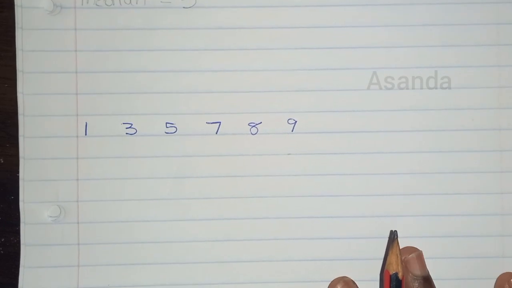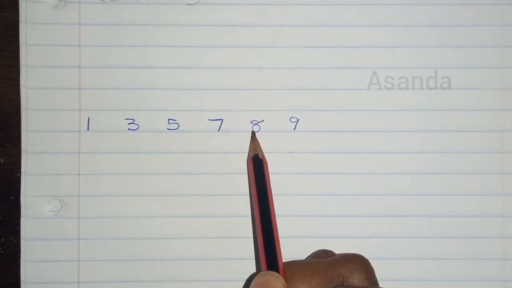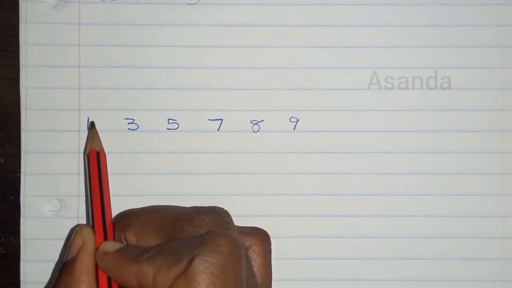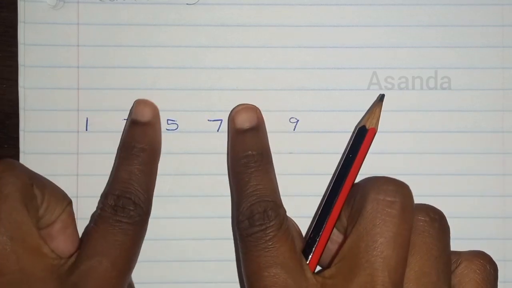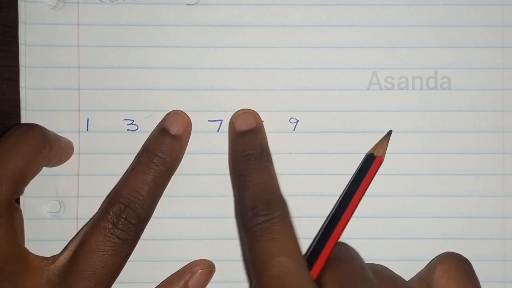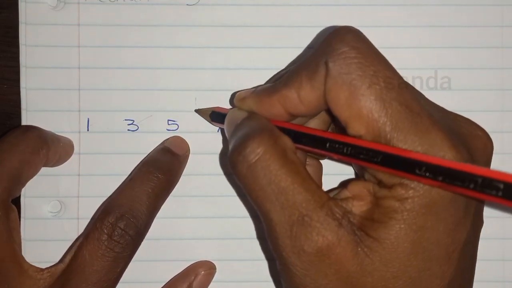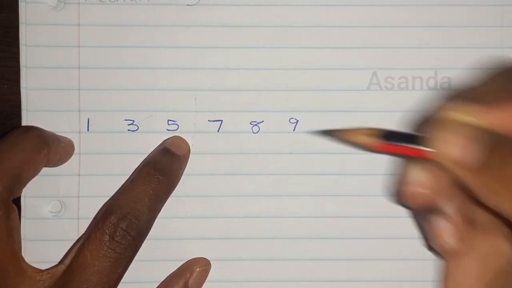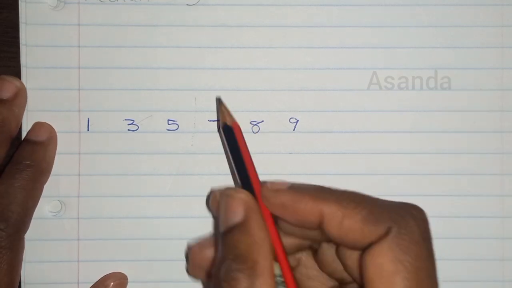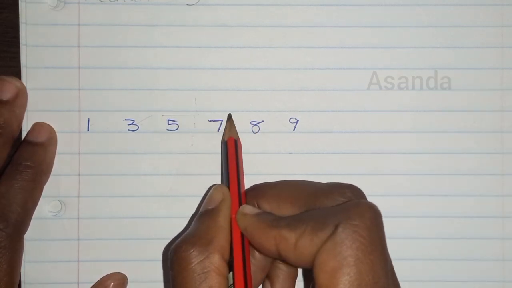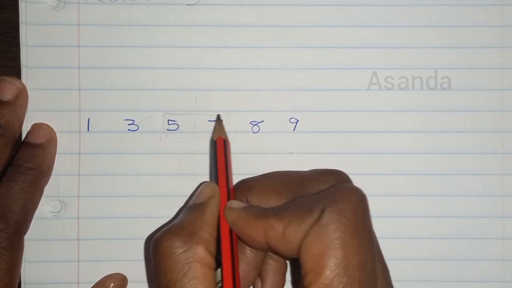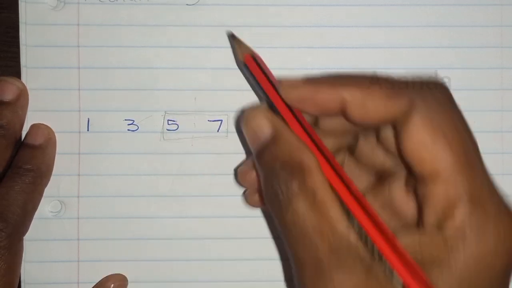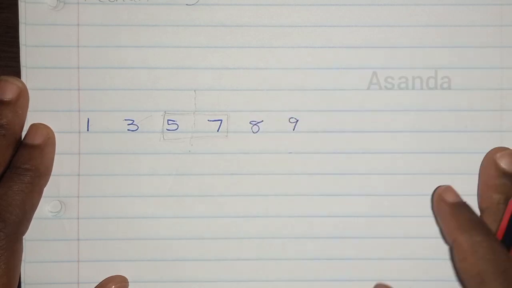Let's try again. This time we have 1, 3, 5, 7, 8, 9. And if we leave this one and this one, this one and this one, we say that's the half. So the number at the center will be between 5 and 7. So now these two are the numbers at the center. We're going to just highlight them, put them in a box. And the number between them, which we are not given, is the median.